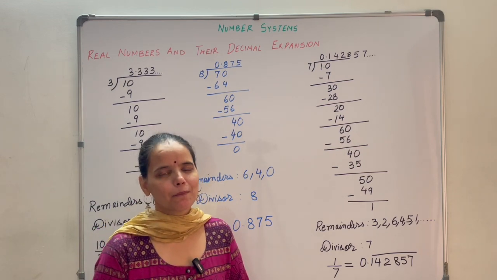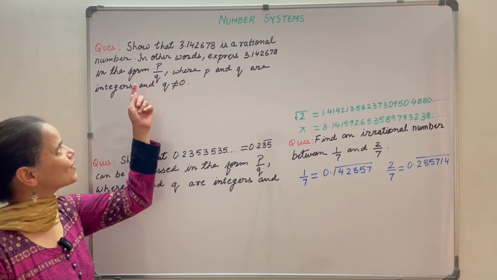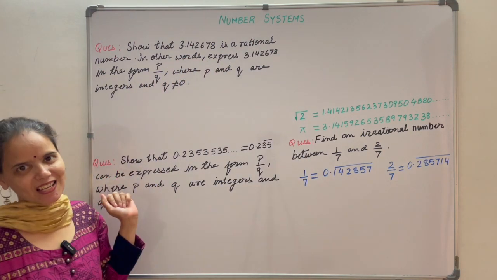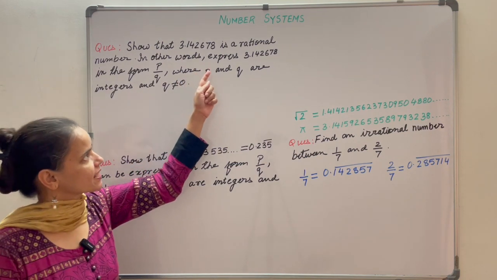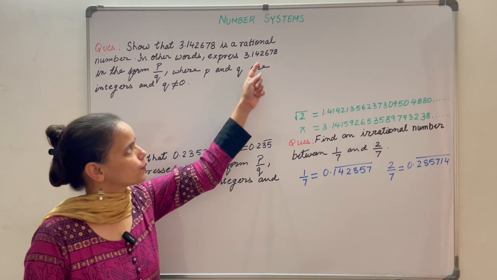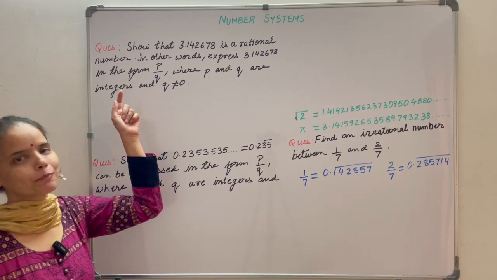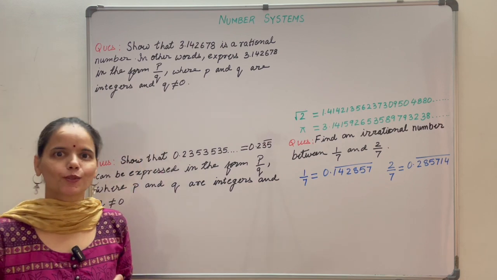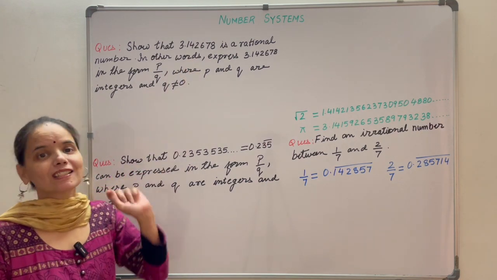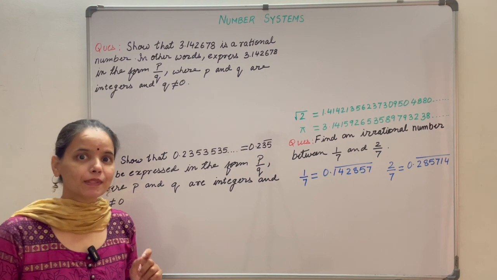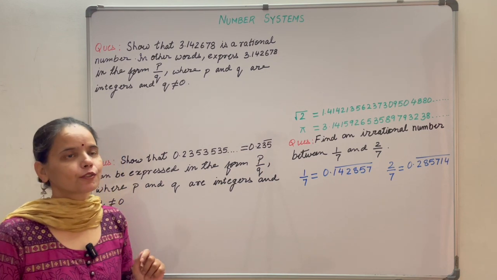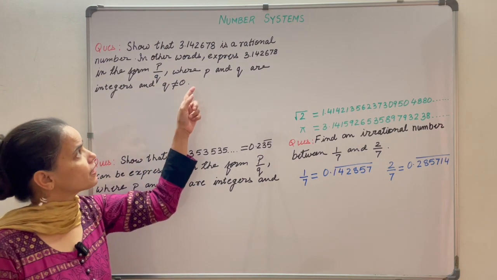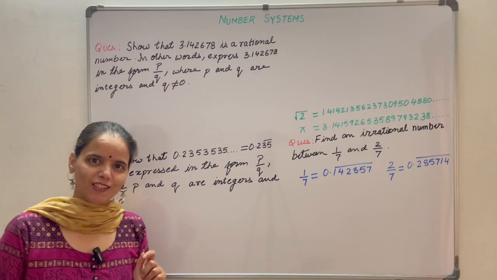Let us understand with the help of a few examples. Show that 3.142678 is a rational number. In other words, express 3.142678 in the form p by q, where p and q are integers and q is not equal to 0. So you can clearly see this is a terminating decimal number. That means it is a rational number. So rational numbers are always expressed in p by q form, where p and q are integers and q is not equal to 0.